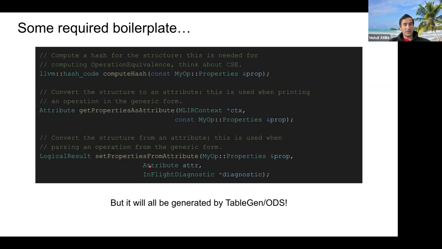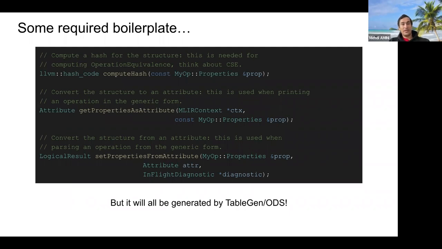And the last bits on properties, that requires some boilerplate because there are still things we need to do with operation that we got for free with attribute that we won't get for free anymore. We need to be able to hash the property, and that's useful for CSE operation equivalence. We need to hash an operation, and to hash the content of an operation. Before we were relying on attributes being hashed in the context. Now we need to hash on demand.